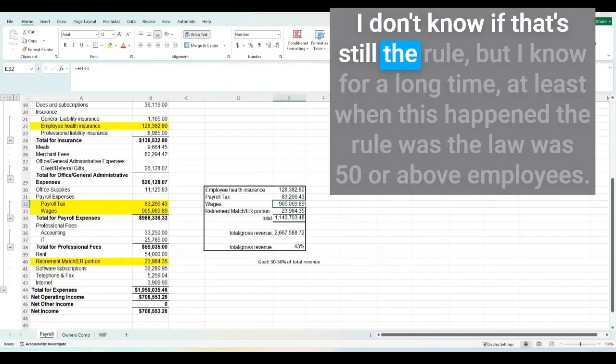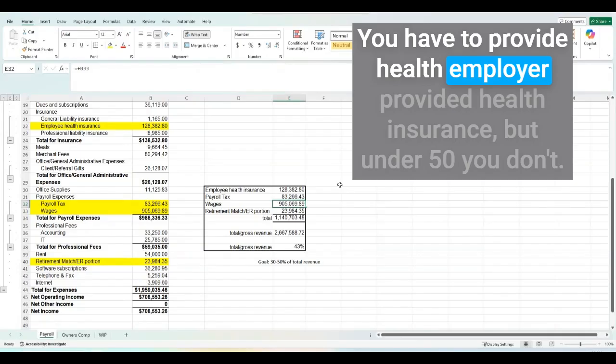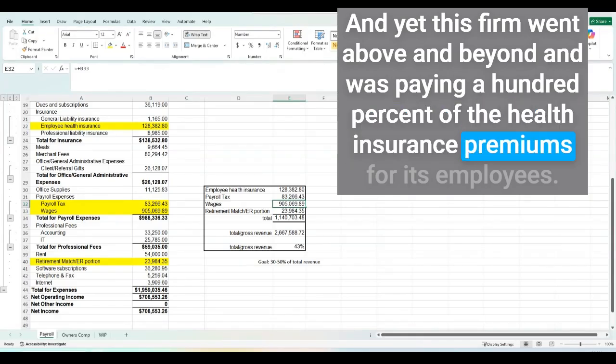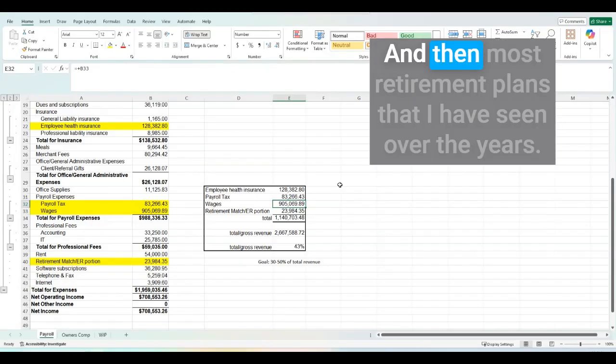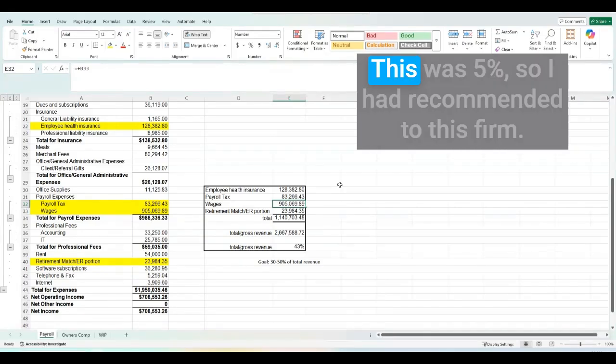And I don't know if that's still the rule, but I know for a long time, at least when this happened, the law was 50 or above employees, you have to provide employer provided health insurance, but under 50, you don't. And yet this firm went above and beyond and was paying 100% of the health insurance premiums for its employees. And then most retirement plans that I have seen over the years usually match at like 3% of contributions up to a dollar limit. This was 5%.